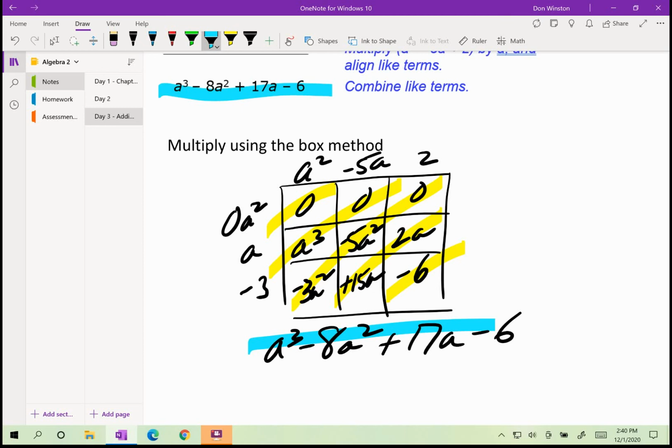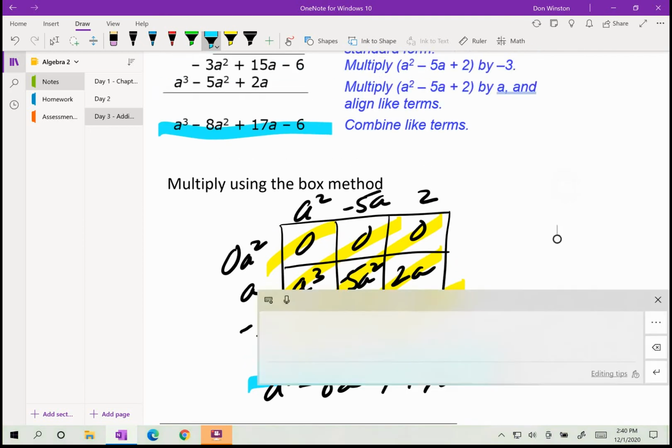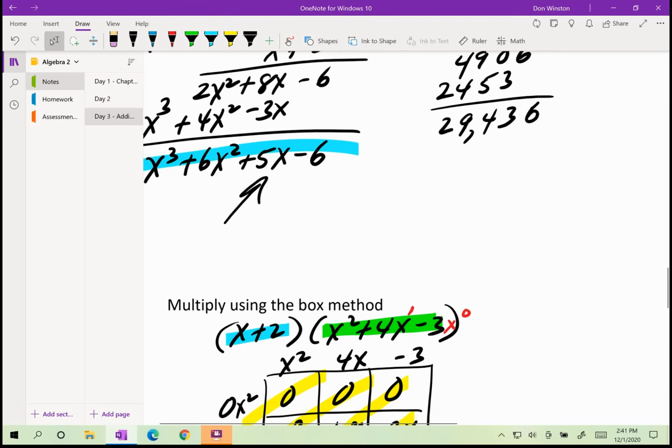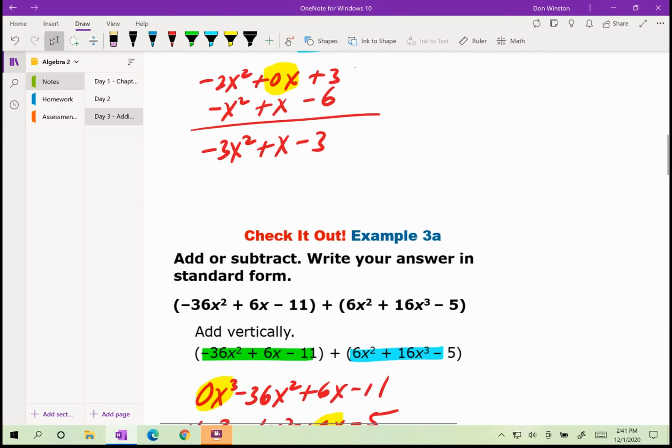All right, so that's it. So what did we learn today? We learned how to multiply polynomials using 3 different methods: the box method, the vertical method, or the distributive method, and then adding and subtracting. It's a pretty easy lesson today.